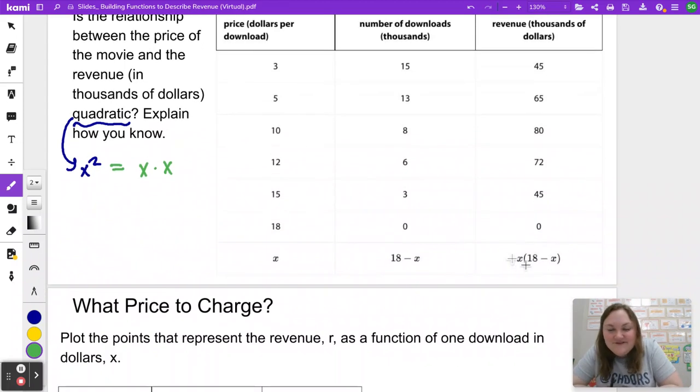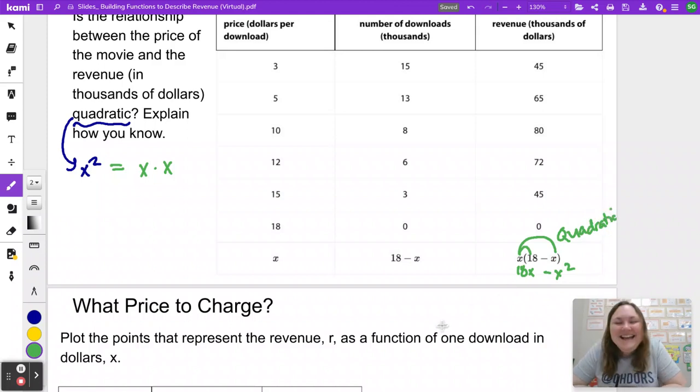I know this final expression here is a quadratic expression because notice if we multiply it out, if we distribute, x times 18 is 18x. And here it is, x times x is that x squared. This is a quadratic. Yes, it is a quadratic because it's got that x times x in it, which is the same thing as x squared.